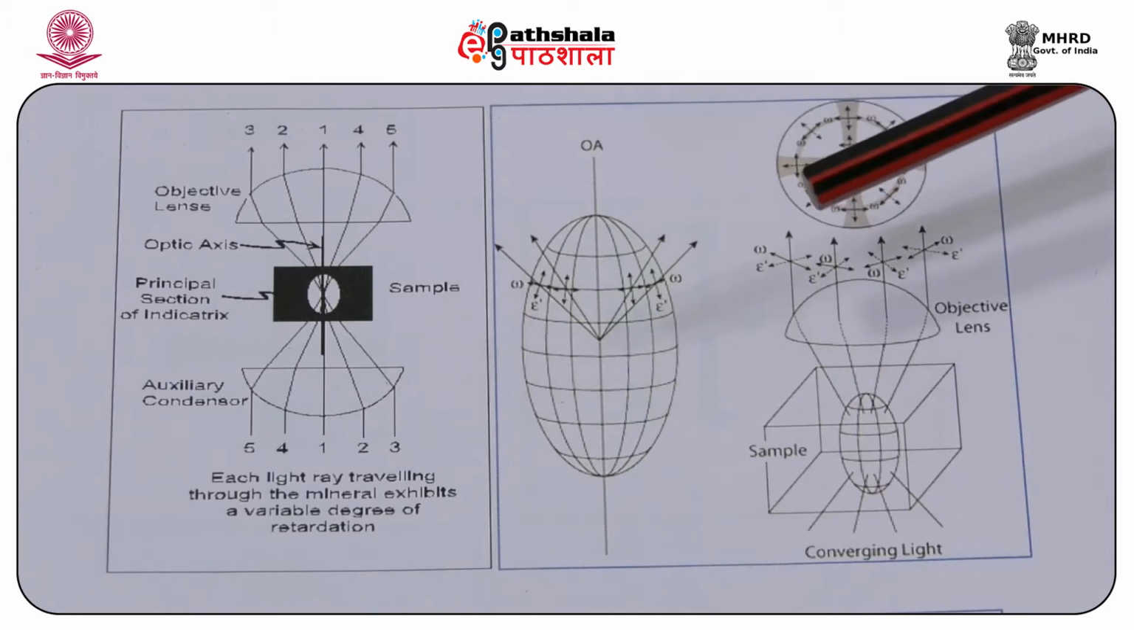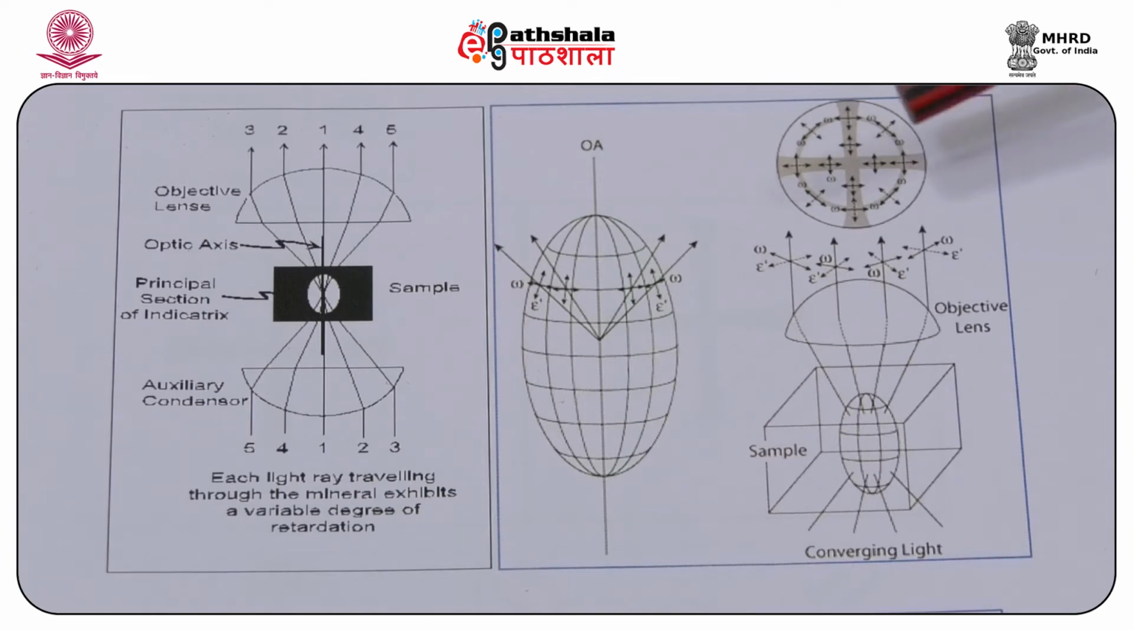Extraordinary rays vibrate along radial lines symmetric about the melatope, as you can see here, and the ordinary rays will vibrate tangential to the circular isochromes, as you can see here. This is the ordinary ray and this is the extraordinary ray. The isogyres are formed where the vibration directions in the interference figures are either north-south, as you can see here.